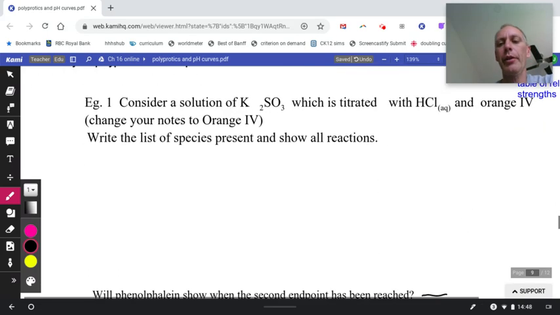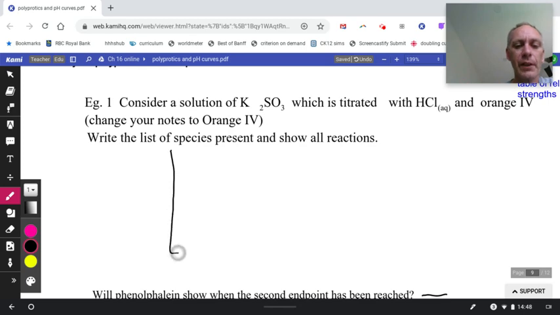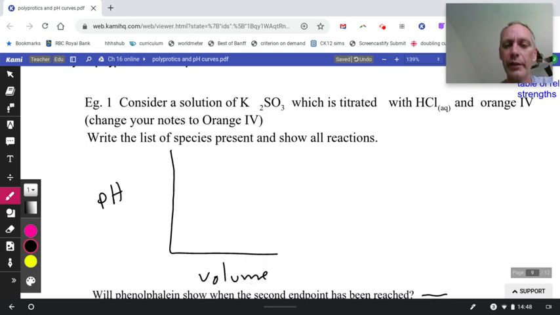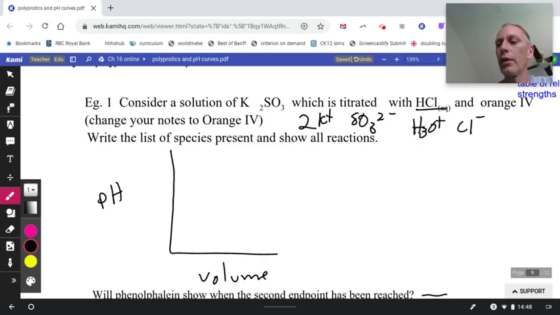Now, this next part, what I'm going to ask you guys is, what would the curve look like for this titration? It says to show the 5-step method, but we're not. We're just going to do a pH curve instead. So we have K2SO3, 2K pluses, SO3 2 minus, a strong acid, H3O plus, Cl minus, orange 4, which I believe is HOR and OR minus. It'll have both of those. Change to orange 4 in your notes, so you had something different before.